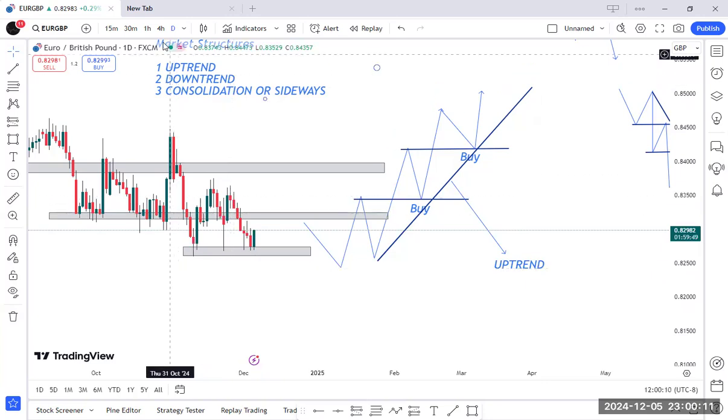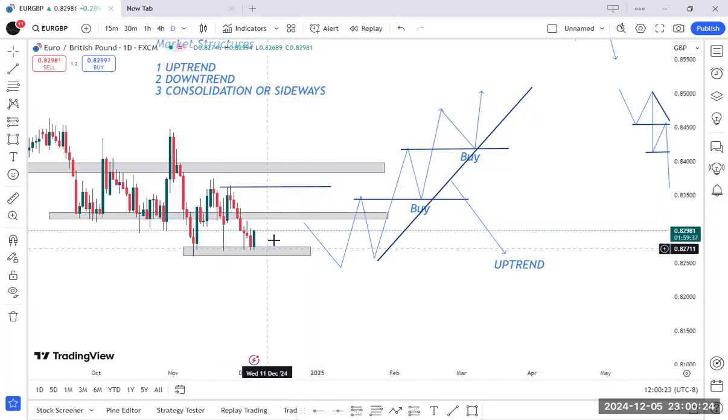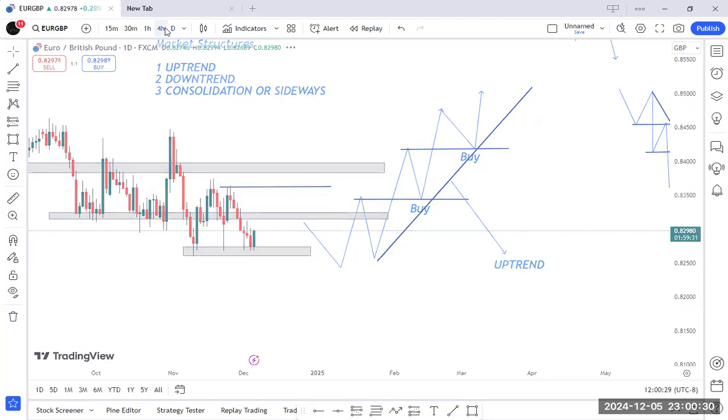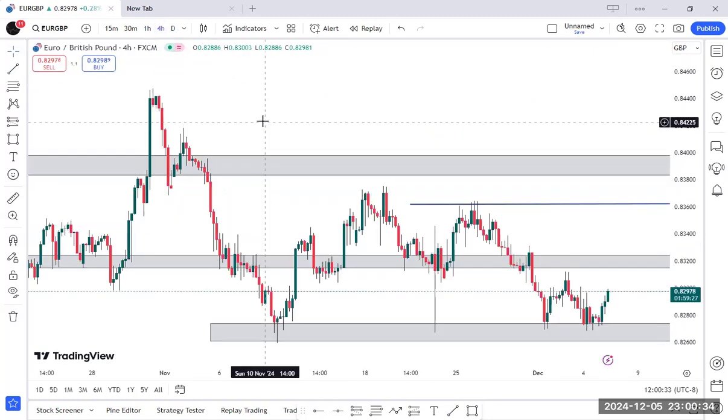So what I'll have to do, after I'm done marking out this, I'll have to mark out the next high that the price has made, which is this high. Once I mark out this high, I'll go to the 4 hours time frame. This is the 4 hours time frame. After I'm done in the daily time frame, I'll have to go to the 4 hours time frame.